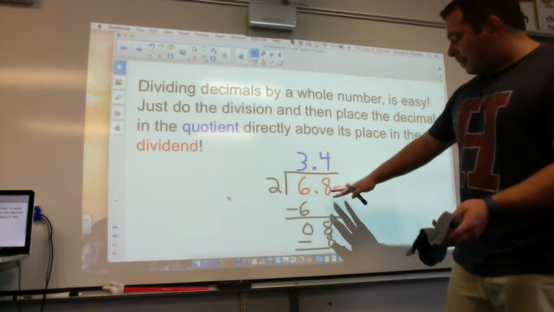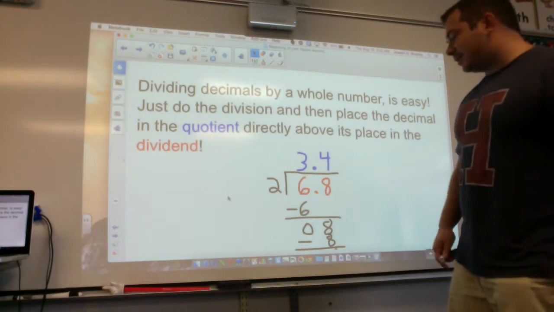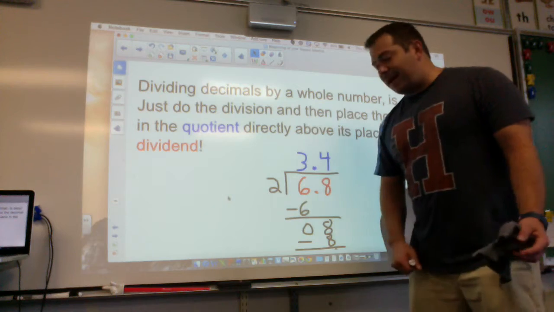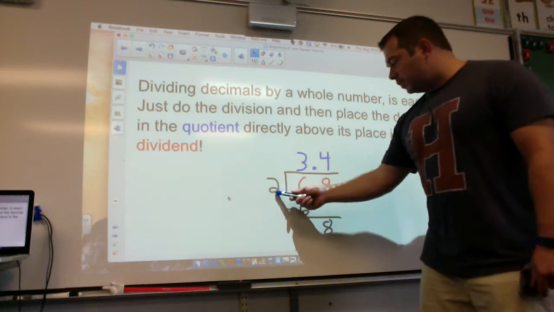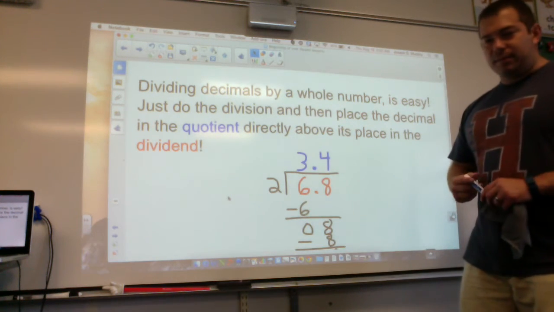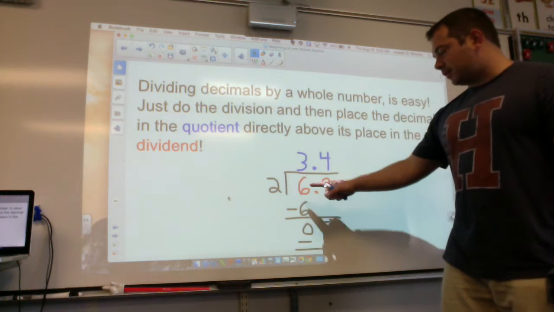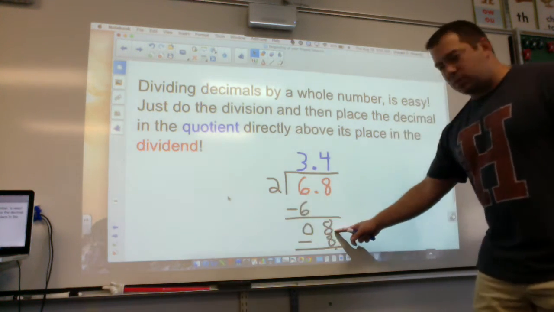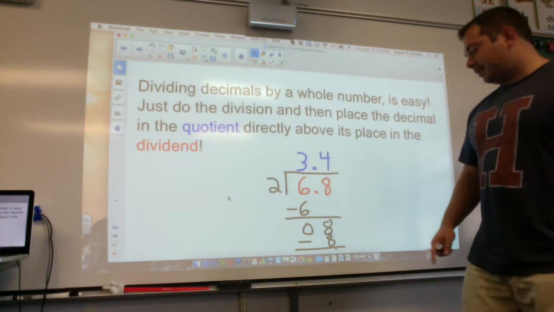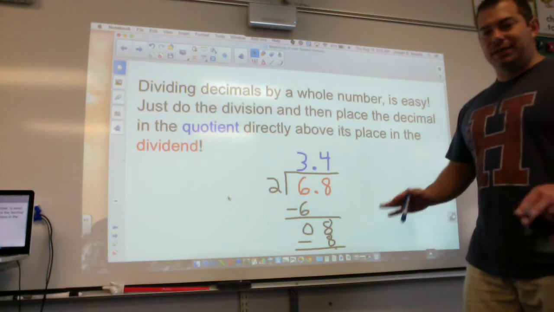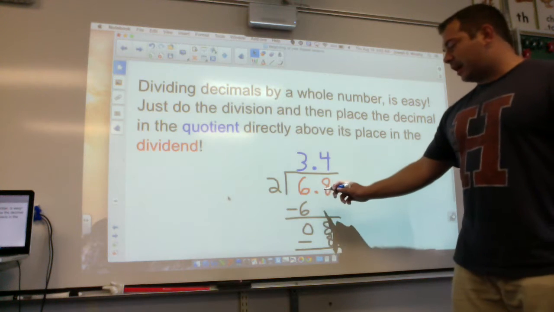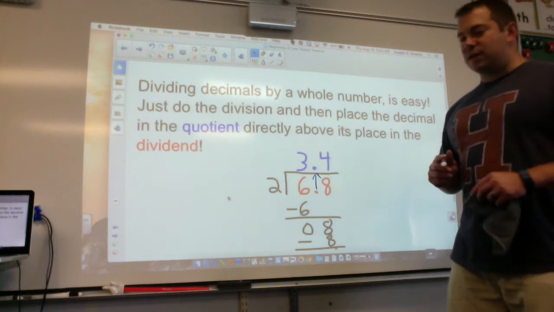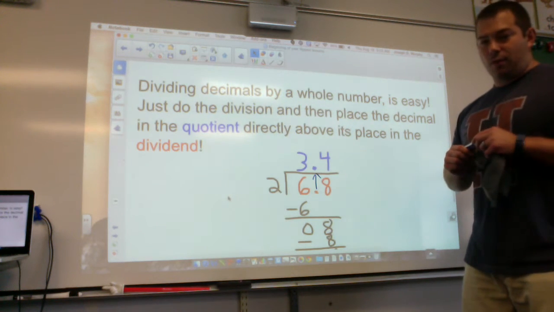But for now, I'm going to pretend this is 68 divided by 2, right? So can 2 go into 6? Well, it goes in 3 times. 3 times 2 equals 6. So I subtract that, I get 0, bring down my 8. How many times can 2 go into 8? 4 times. And then I have no remainder left, so I could stop right there. And my answer, where I brought up my decimal right there, is 3.4. My answer is not 34.